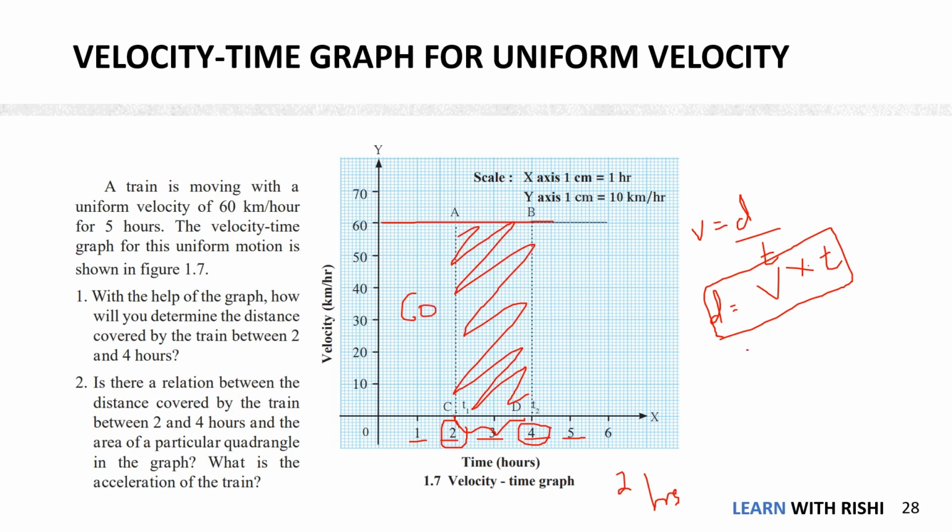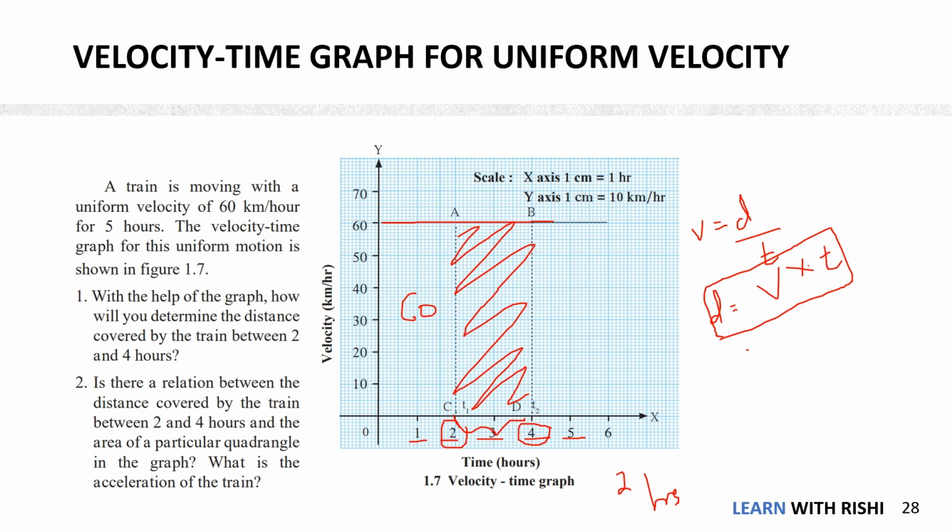So we'll just multiply 60 by 2, that will give 120. So I can say that the distance covered by the train between 2 and 4 hours is 120 kilometers, because the unit given here is kilometer per hour, so distance is in kilometers. So as we said, in a distance versus time graph, the slope gives us the speed.